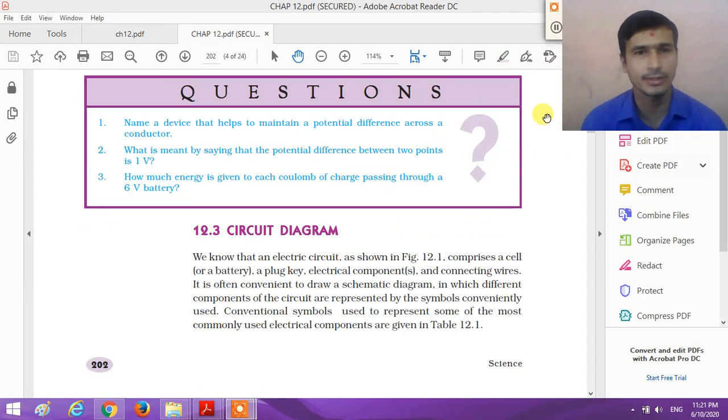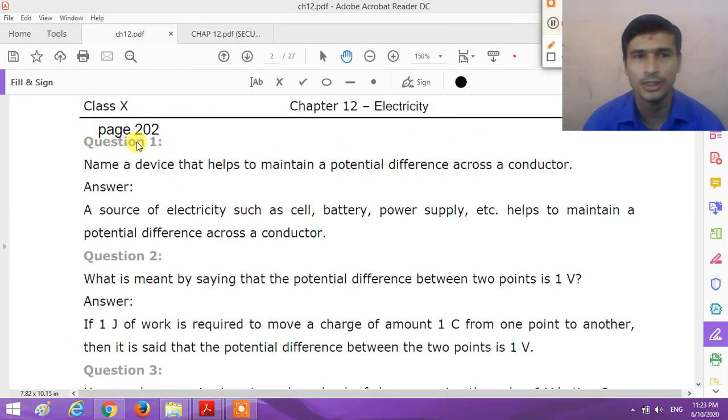Now dear students, we discuss the questions given on page number 202. Three questions are given on page number 202. We discuss the answers of these three questions. Question number 1. Name a device that helps to maintain a potential difference across a conductor.